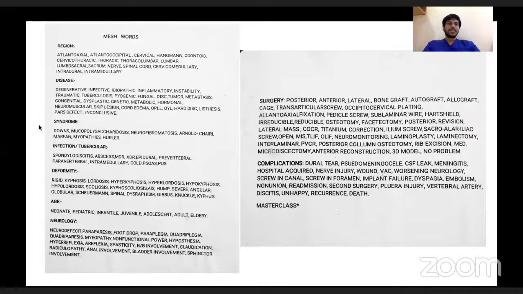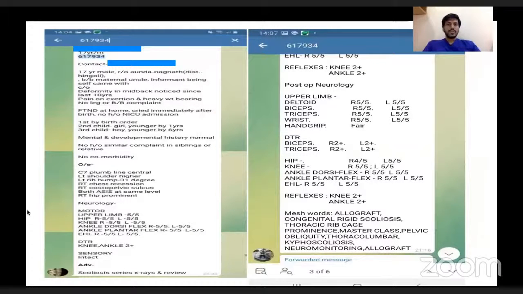In each case, mesh words were used according to the region, disease, if any syndrome, infection, tubercular deformity, the age of the patient, its neurology, if any neurodeficit, or the surgery performed and the complications, if any. So this is the illustration of how the registration number was used to search all the data of that person, including from the pre-operative to the follow-up.